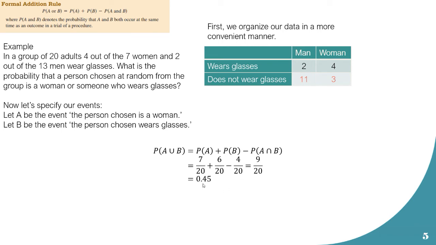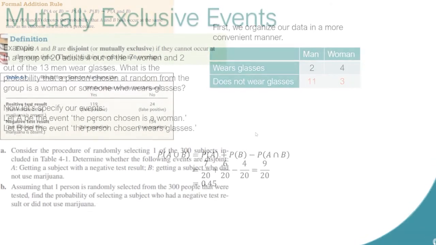Of course, you could also have gotten this answer from inspection. The probability of randomly selecting someone who is a woman or wears glasses is 2 plus 4 plus 3. That's 9 out of a total of 20. But still, it's important that you learn to see it this way.